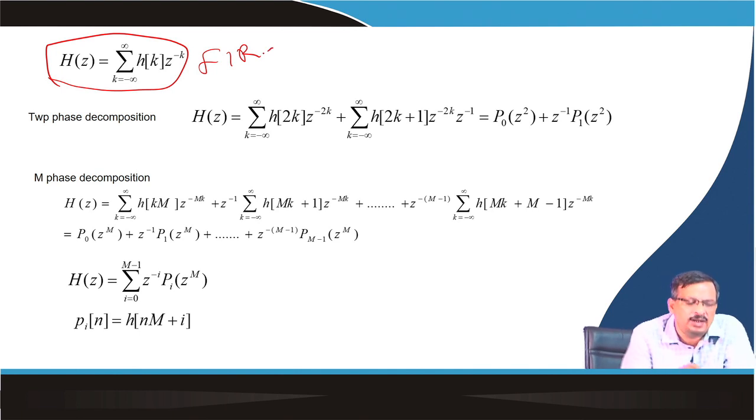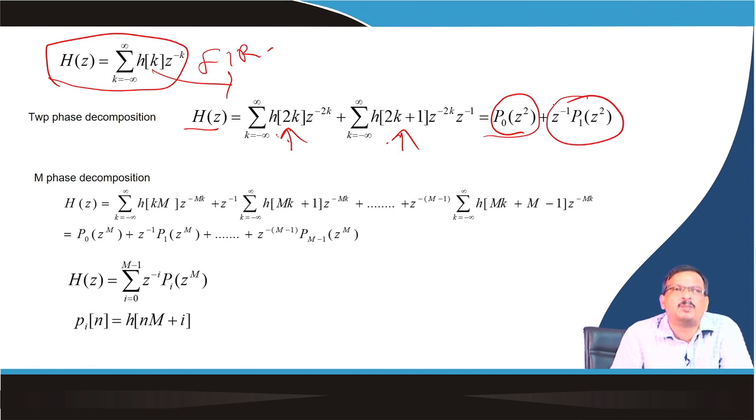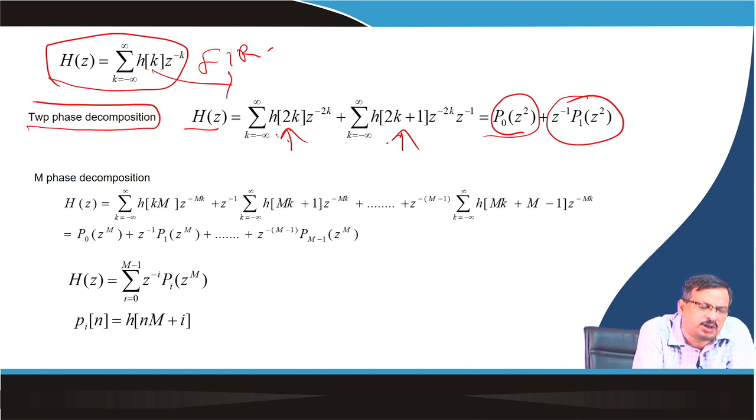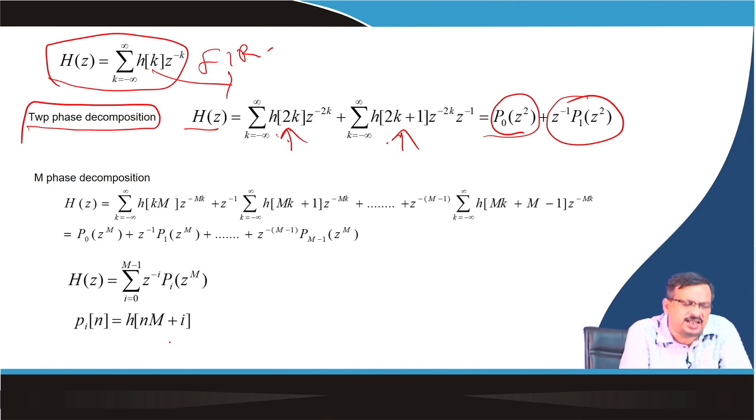So now H(z) is equal to, I can break it into even and odd terms. When I break it into even and odd terms, it is nothing but p0 z square plus z to the power minus 1 p1 z square. So this is called two-phase decomposition. Now let's say I want an m-phase decomposition. I want to decompose H(z) into m number of phases.